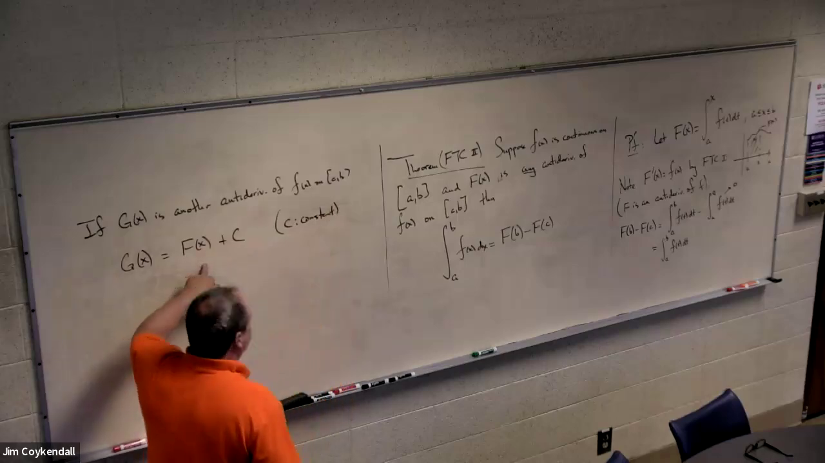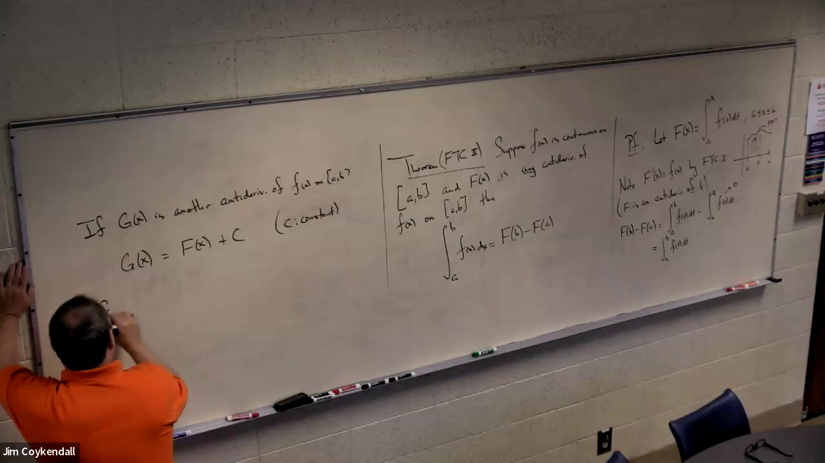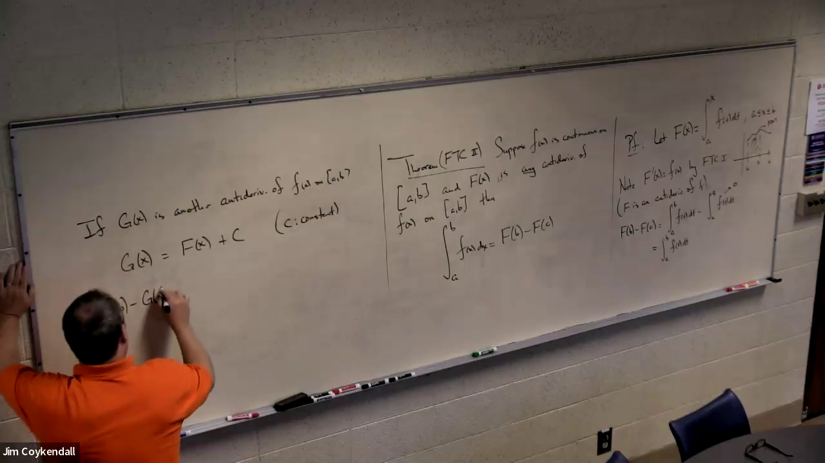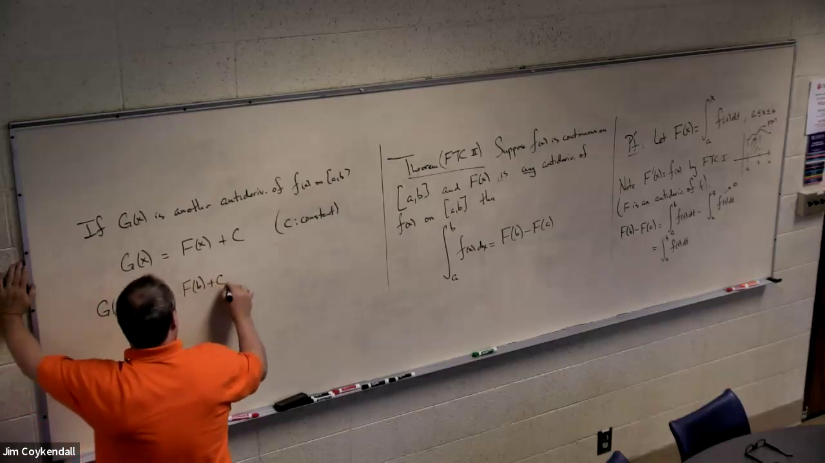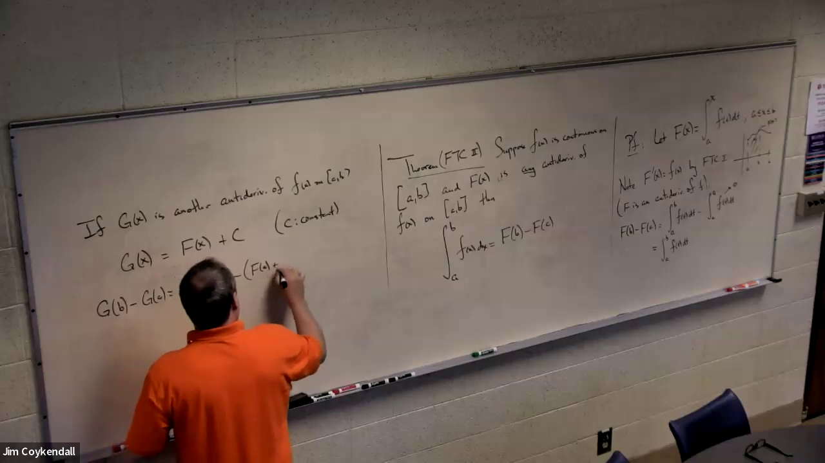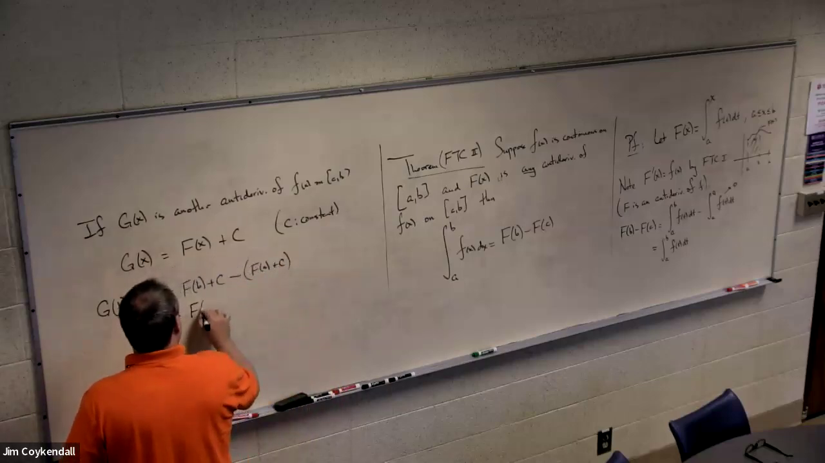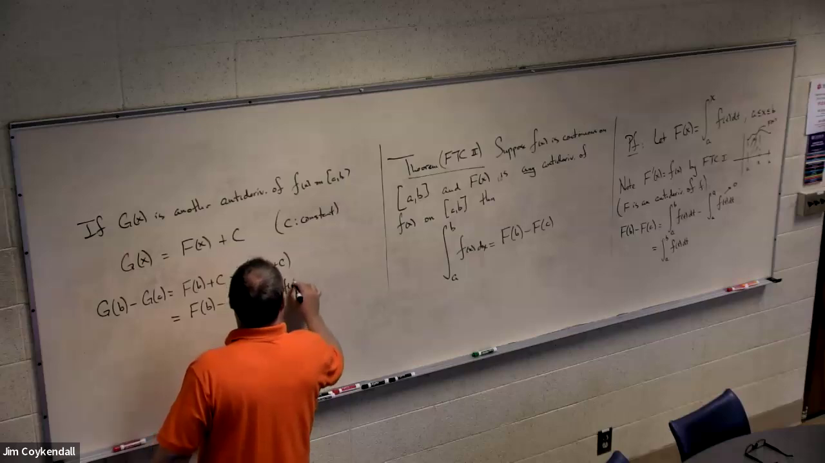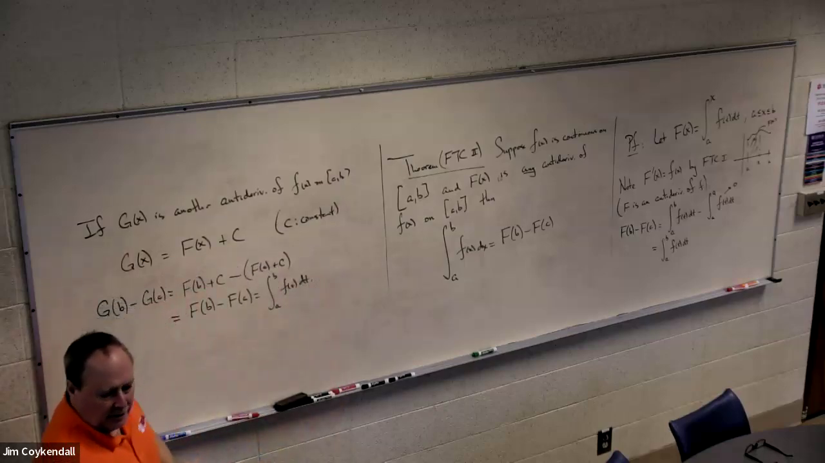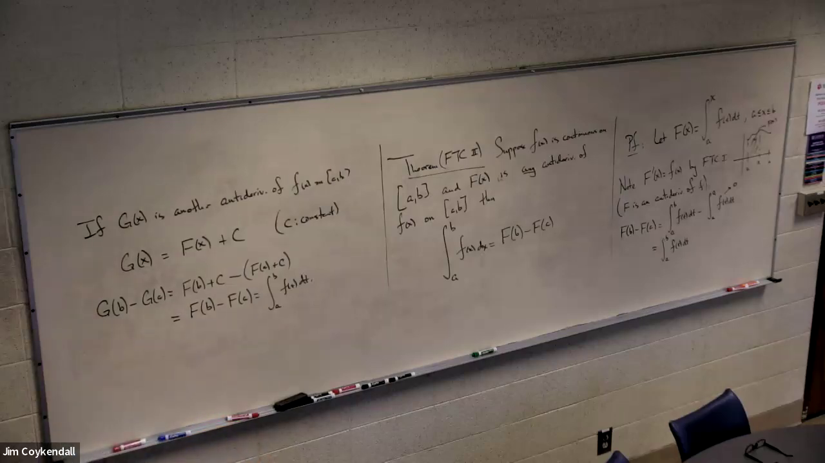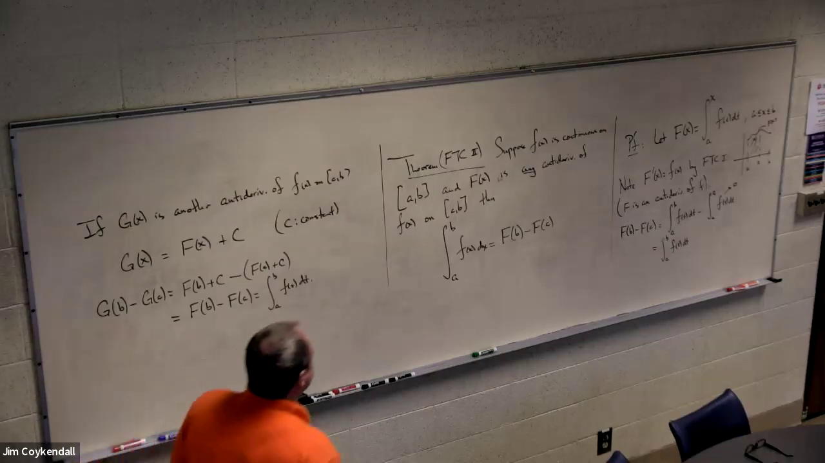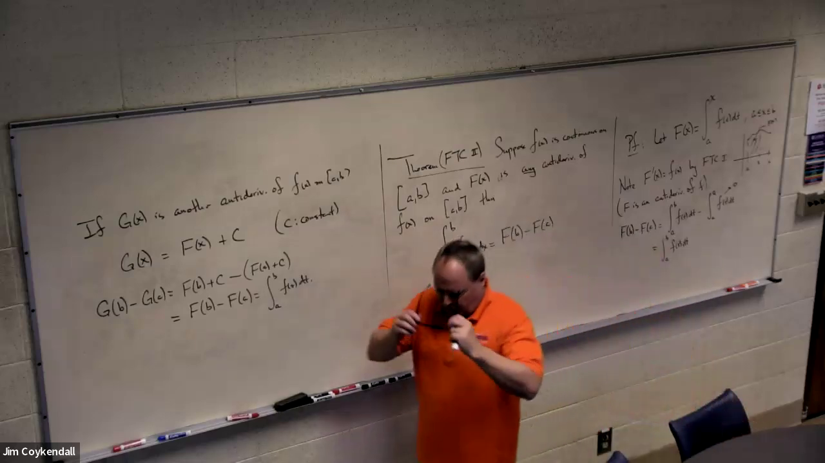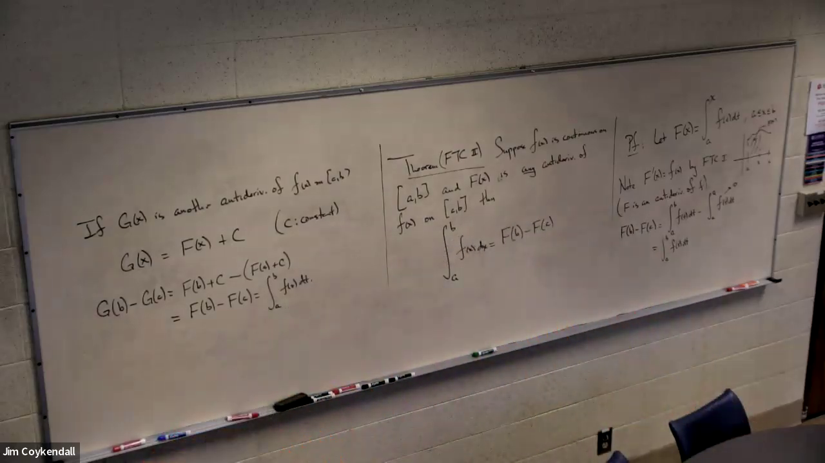So any antiderivative must vary from that antiderivative by a constant. If you look at G of b minus G of a, this is F of b plus c minus F of a plus c. The c's cancel out, and this is F of b minus F of a, which we've already shown is the integral from a to b. And there you go. So the fundamental theorem of calculus holds for any antiderivative. Okay, any questions? So this makes our life easier.